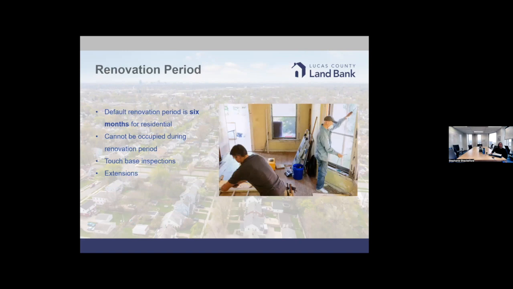So the default renovation period that we give is 6 months for the residential properties that we sell. A lot of times, if it's a much larger home in one of our historic districts, we will start out at a 9-month period instead of 6, with the understanding that those projects are much more complicated than a regular residential home might be. We let people know they can't be occupying the property during the renovation period. That would be a breach of our contract.